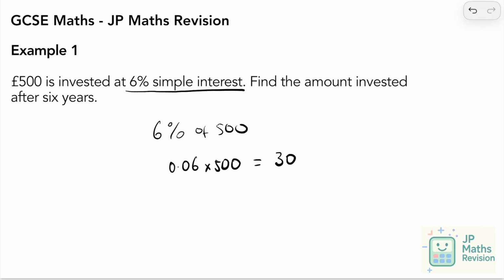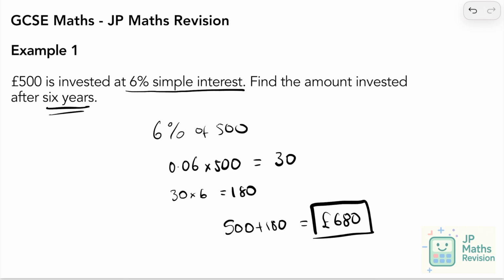So if I want to find the amount invested after 6 years, I'm going to do 30 times 6, that gives me 180. And that tells us after 6 years, the investment grows by £180 and we therefore have 500 plus £180, which is £680. So the answer to this question is £680.